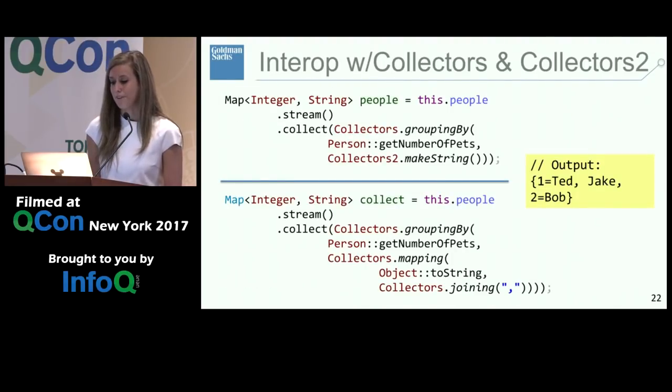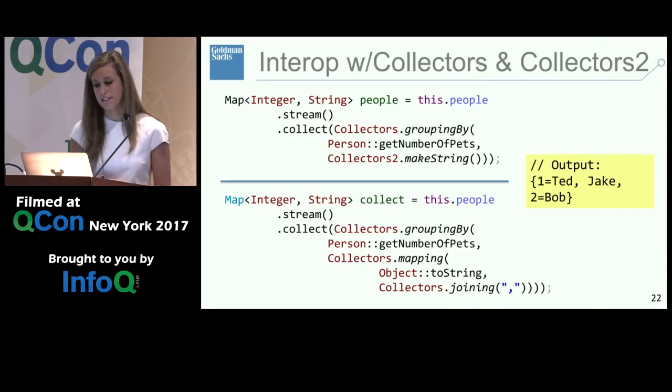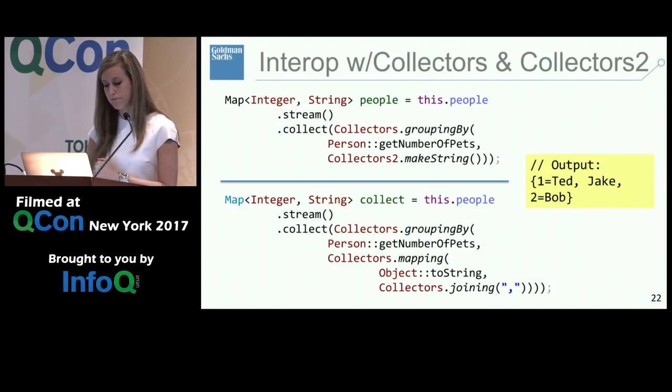Okay, so here's some nice ways we can see some interop with collectors and collectors too. These 2 examples produce the same exact output, but let's take a look at how they're different. So in this, actually I'm going to look at the second example first. We have our list of people, we're streaming them, we're grouping them by their number of pets, and then we're saying map each pet to a string, and each number of pets to a string, and then join them by commas. So what we're basically doing is we're getting an output of how many pets each person has.